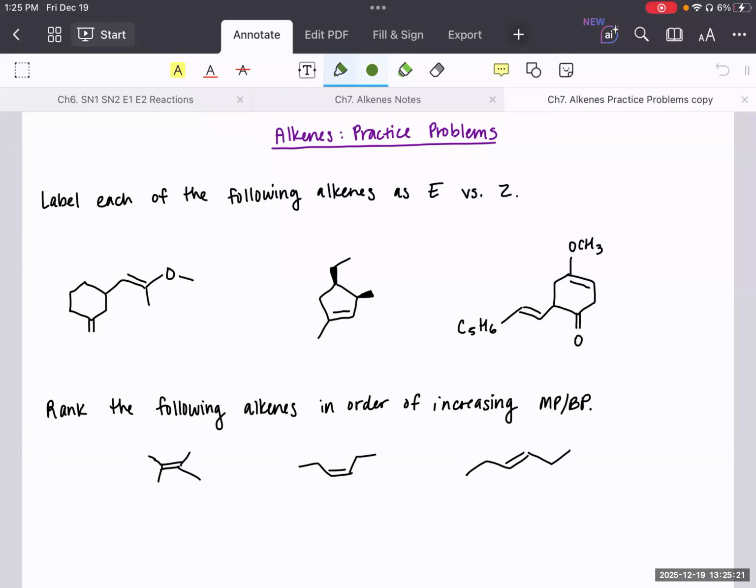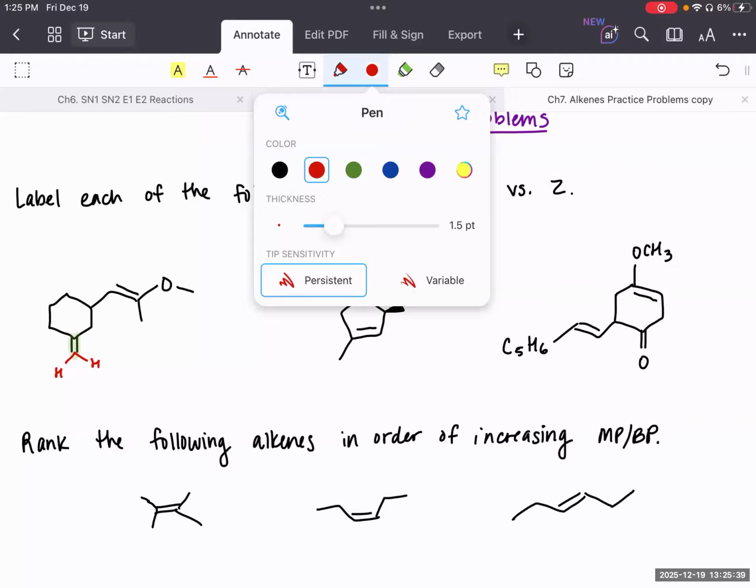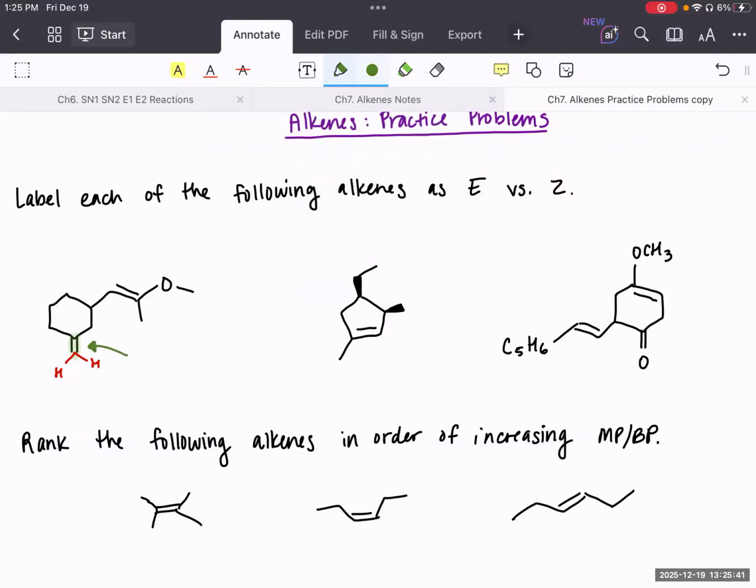So for this first question, we're going to talk about E versus Z designation. For each double bond here, we'll go through and identify it as E or Z. Let's start with this one down here that I just highlighted in green. If we were to draw in those hydrogens, we actually have the exact same substituents for that bottom carbon, and so we do not use E or Z designation for this alkene. So we don't have to do anything for that one.